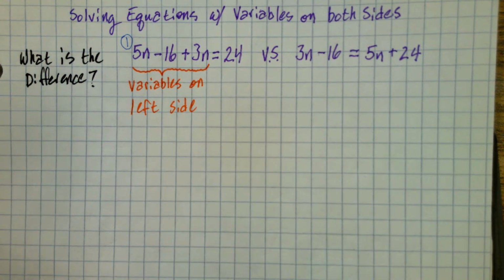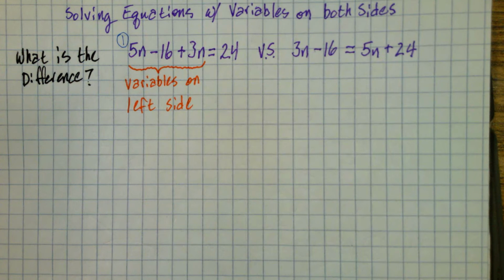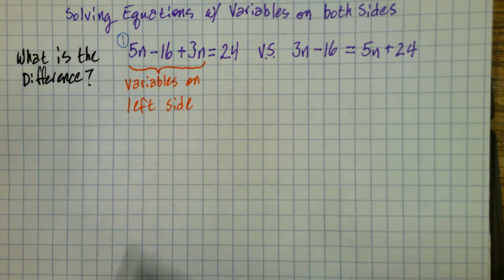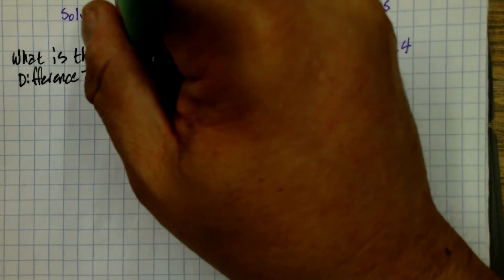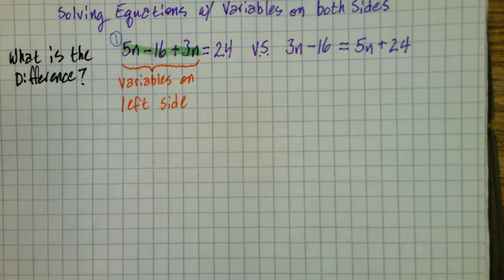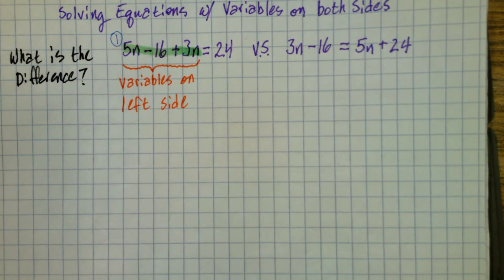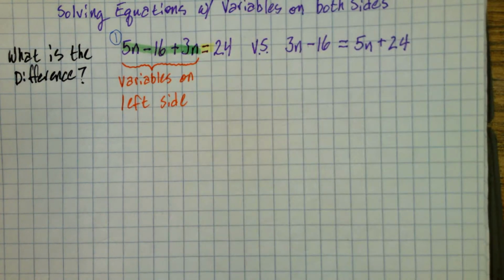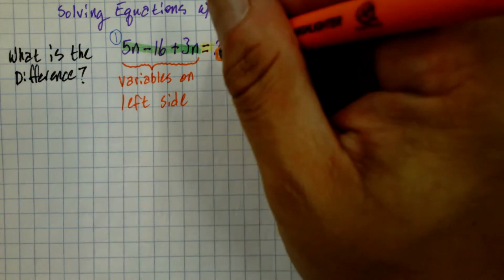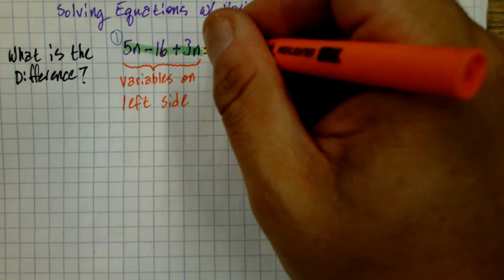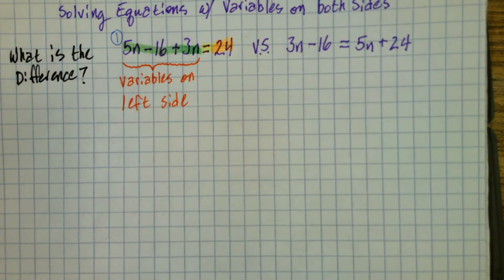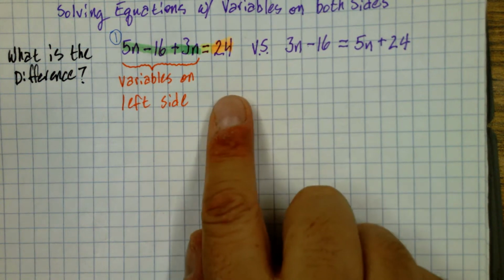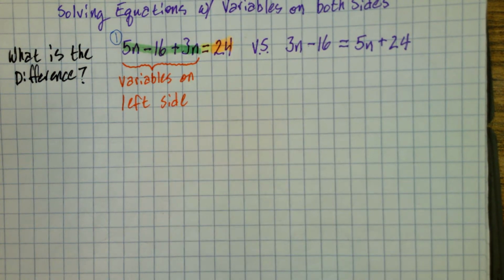You see that? We have variables here. Let me try a different color. Variables here, actually two separate n variables. And then we have our equal sign, and then just 24 over here. So we just have variables on the left.